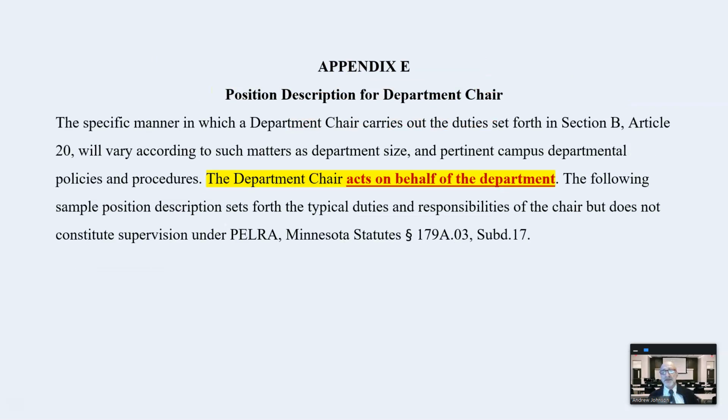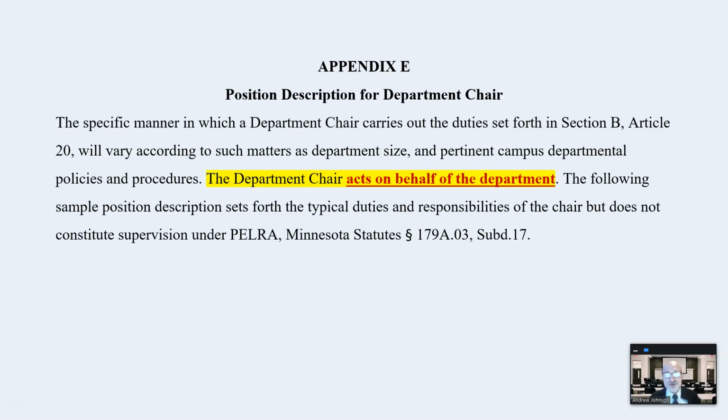All right, so what does Appendix E say very clearly? The chair acts on behalf of the department. It's a representative position, not an administrative position. Deans often get this confused, as well as sometimes provosts and chairs themselves. It is a representative position, not an administrative position.